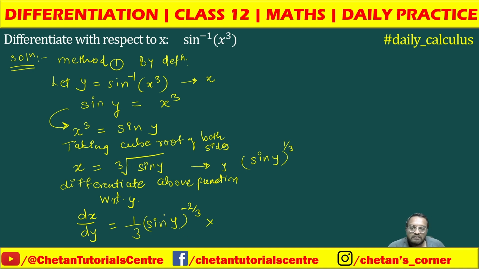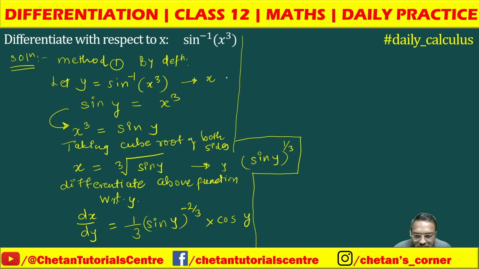Then using chain rule, I will multiply this whole term with the derivative of sine y. So the derivative of sine y will be cos of y. Now I will simplify this further. On simplifying this further, what will I get for dx by dy? Now how to simplify this?